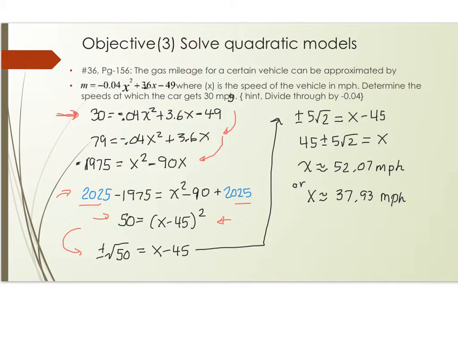Well, we see that we can reduce the square root of 50 to plus or minus 5 square root of 2 is equal to x minus 45. And so we add 45 to both sides of the equation. We get x is equal to 45 plus or minus 5 square root of 2. So our estimates for getting 30 miles per gallon: I can either travel at 52.07 miles per hour or I can travel at 37.93 miles per hour.